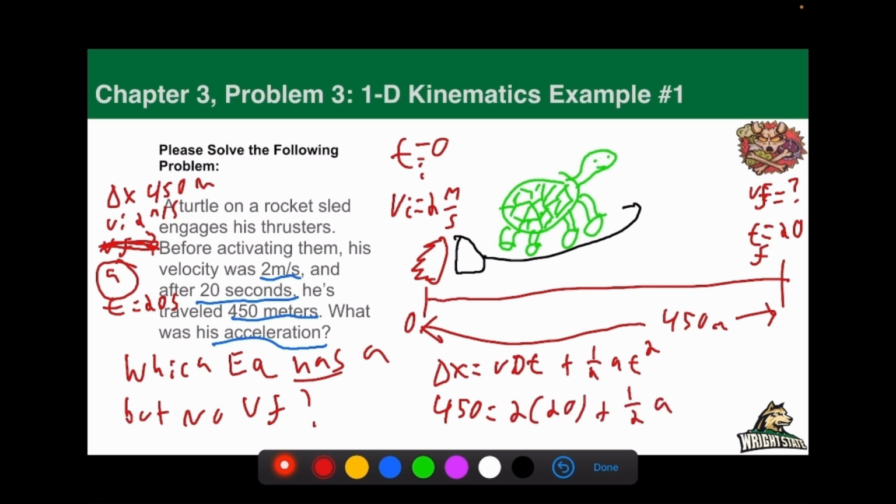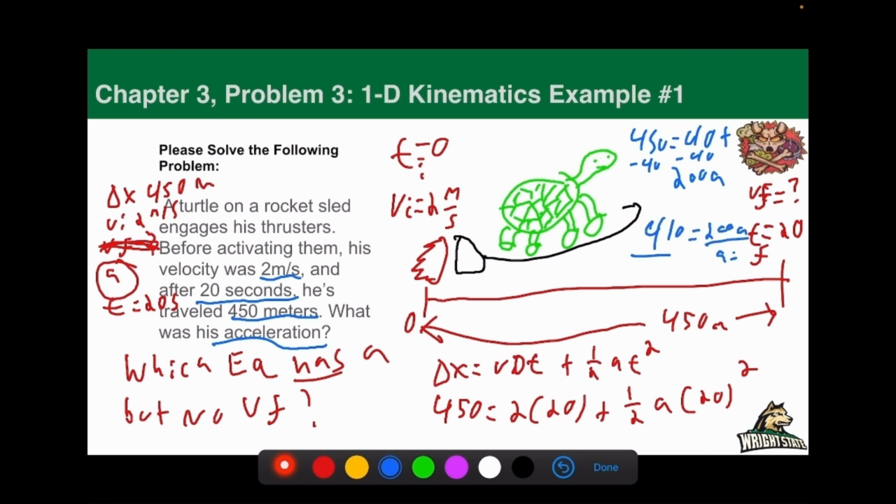Solving for a. Okay. So 450 equals 2 times 20, which is 40. I'm going to move my math up here because I'm running out of room. That's 450 equals 40 plus 1/2 of a times 20 squared. 20 squared is 400. That's 200a. So solving this for a, that's minus 40 minus 40. By the way, only the t gets squared, the a does not, just so that you know. So we get 410 equals 200a.